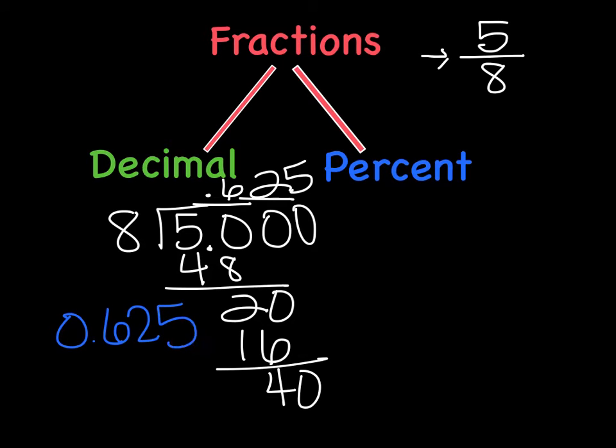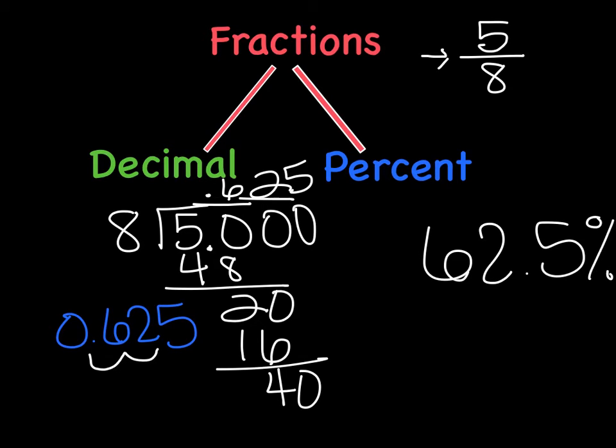0.625. Now, to turn a decimal to a percent, you simply move your decimal 2 places to the right and get a percent of 62.5%.